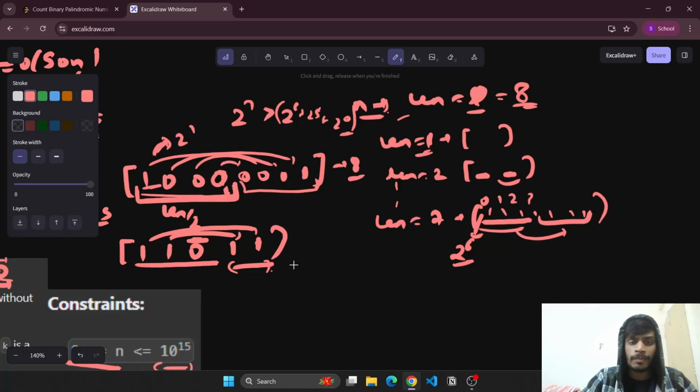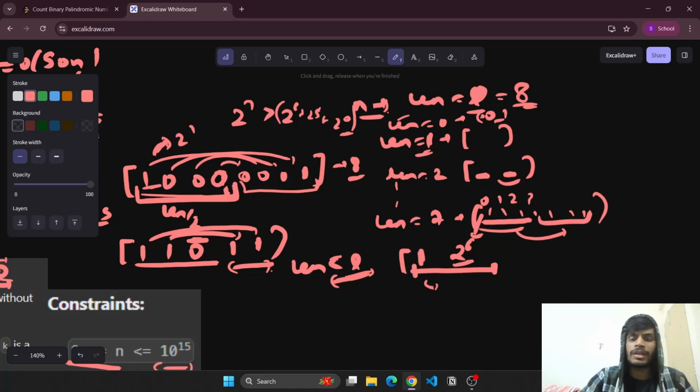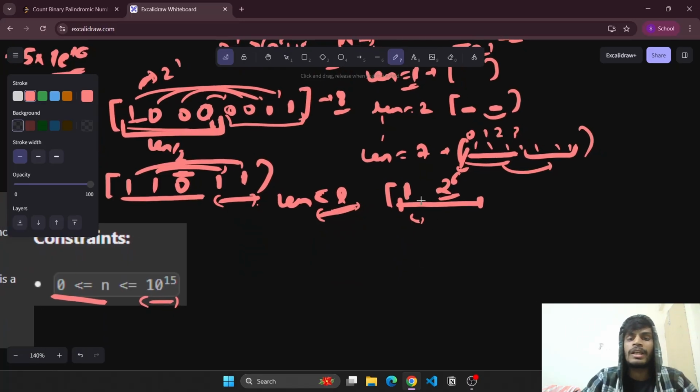For all lengths less than L, meaning for n equal to 0, we'll obviously have the answer as 1 only, because this 0 will be counted. Now for all lengths less than L, we are free to choose the first half of the binary string. We just need to make sure that the first bit is 1, and we can freely choose all the rest of the bits, they can be 0 or 1, 0 or 1, 0 or 1. So we are free to choose these bits.